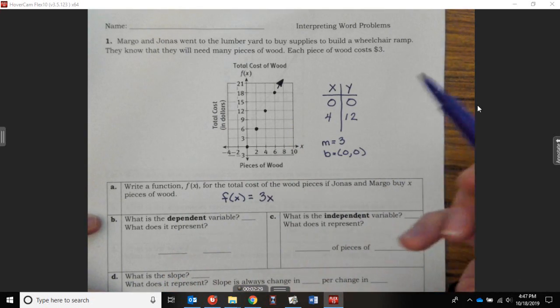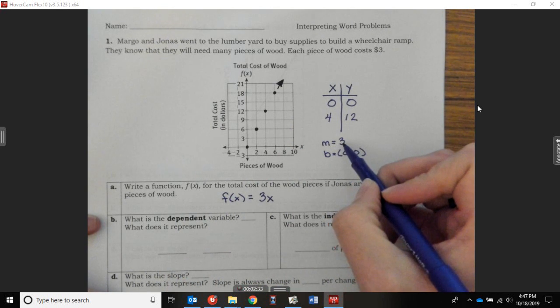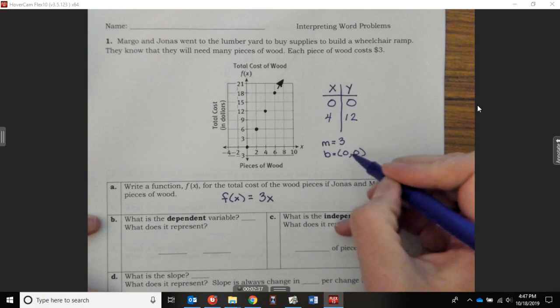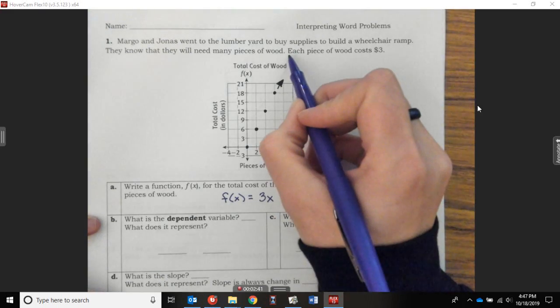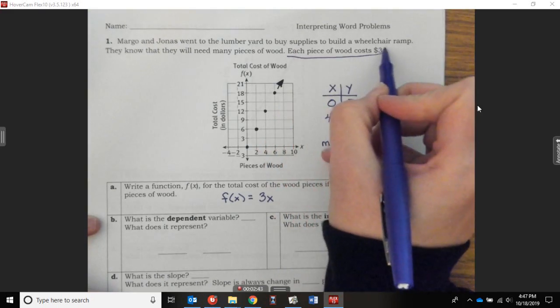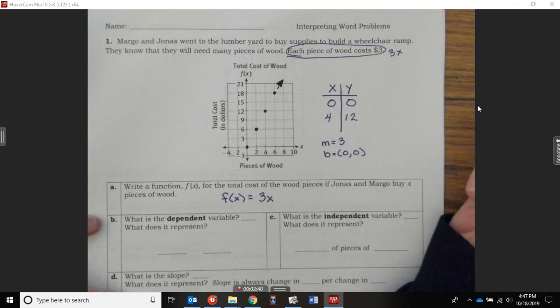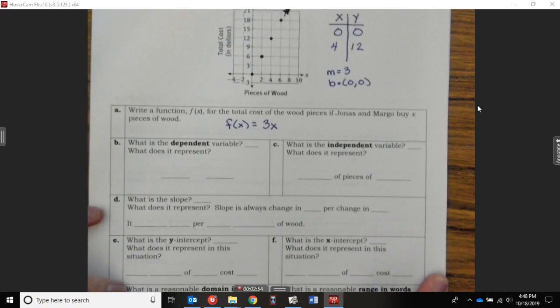And how did I get that? Well, first of all, if I just used my calculator, it says m is 3, and that means that's my slope, so 3x. And the y-intercept is 0, so I'm not adding anything. The other thing, though, is up here it says each piece costs $3. Remember, that's your multiply word. That's how you get 3x. And if you don't buy any, then it doesn't cost anything. So go through these different pieces here.